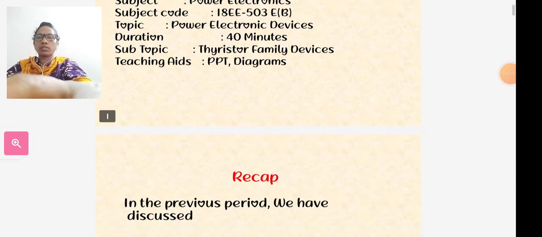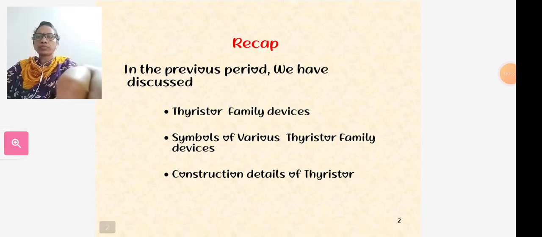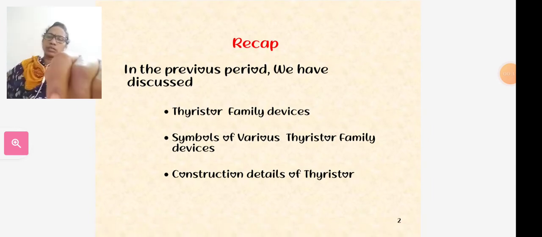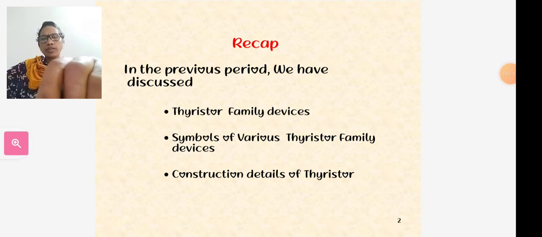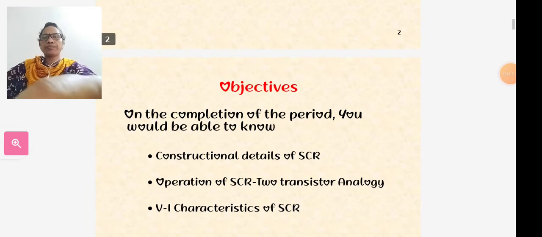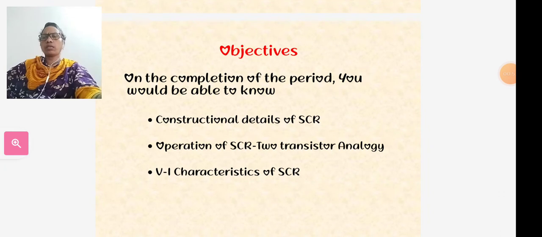The last topics were thyristor family devices, symbols of various thyristor family devices, and construction details of thyristors. Today's objectives are constructional details of SCR, operation of SCR, two transistor analogy, and VI characteristics. So these are the main topics we are going to discuss today.